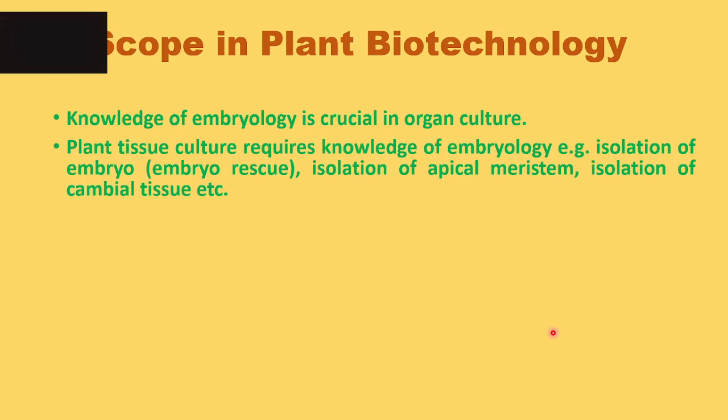Plant tissue culture requires knowledge of embryology, for isolation of embryos, that is, how we can isolate embryos from different types of seeds. Also some seeds contain damaged embryos, and these embryos naturally cannot germinate. Such embryos can be germinated by the application of tissue culture. This particular technique is known as embryo rescue, and for this purpose also we must have the knowledge of embryology. Then this is very important for isolation of apical meristem, isolation of cambial tissue, and their growth.